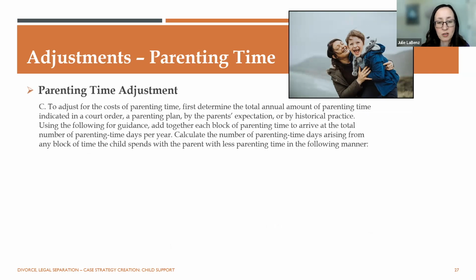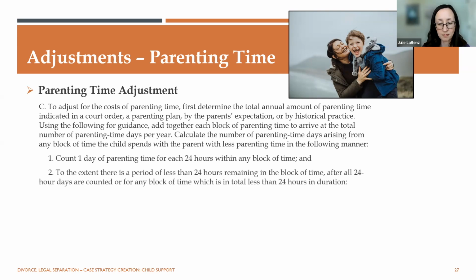To adjust for the cost of parenting time, first determine the total annual amount of parenting time indicated in a court order, a parenting plan, by the parents' expectation or by historical practice. Use the following for guidance. Add together each block of parenting time to arrive at the total number of parenting time days per year. Calculate the number of parenting time days arising from any block of time the child spends with the parent with less parenting time in the following manner. Count 1 day of parenting time for each 24 hours with any block of time.